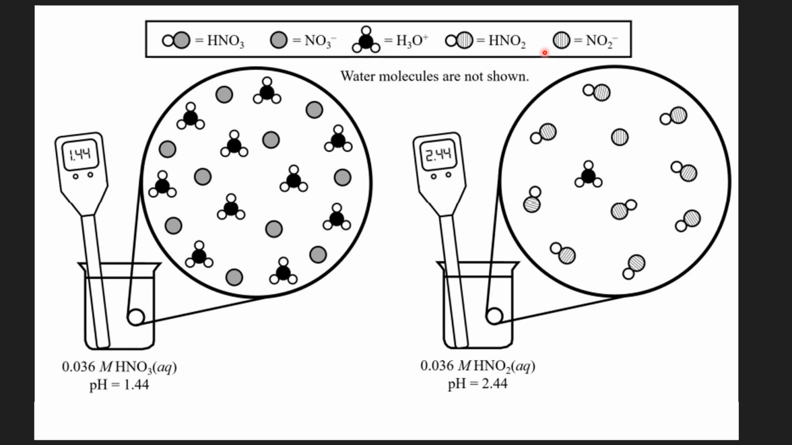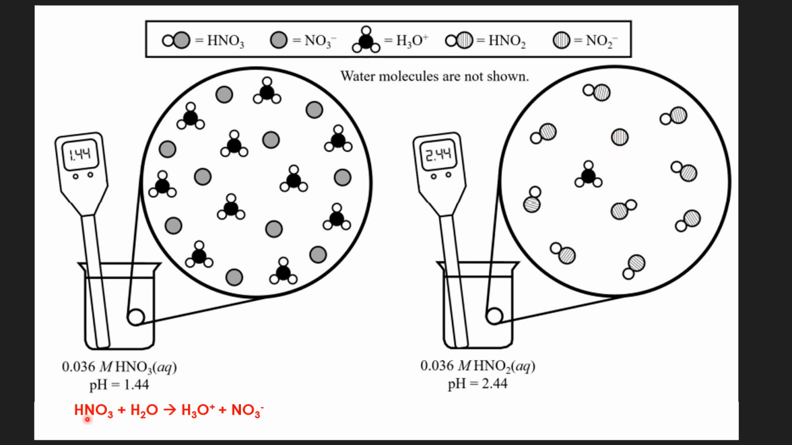In the other picture, we're going to represent our NO2 with the stripy circle here, and our HNO2 is that with our hydrogen on it. Notice that almost all of them still have their hydrogen intact, and only one has lost its hydrogen to water to make hydronium. Only one of them. So this is the real difference here.